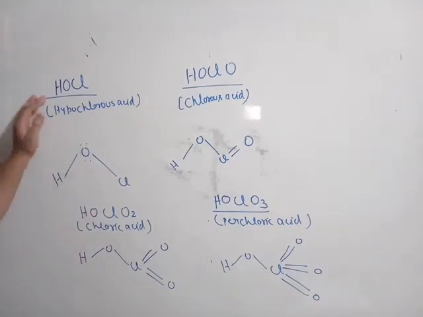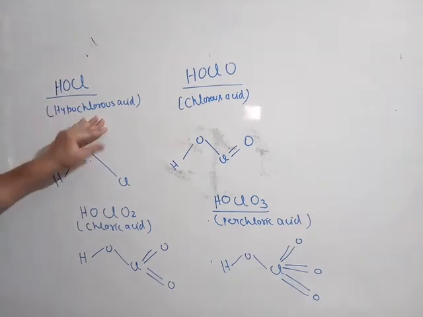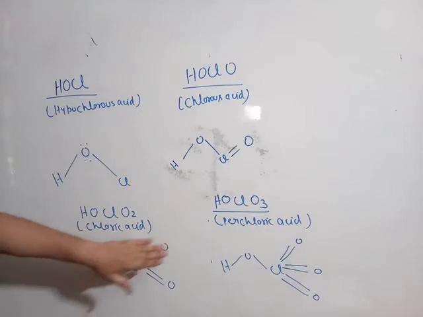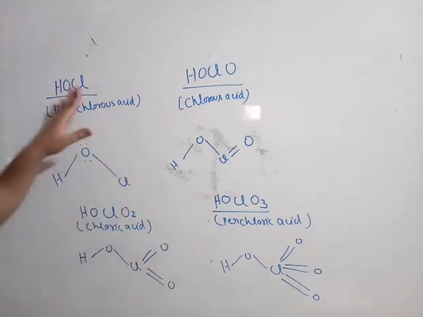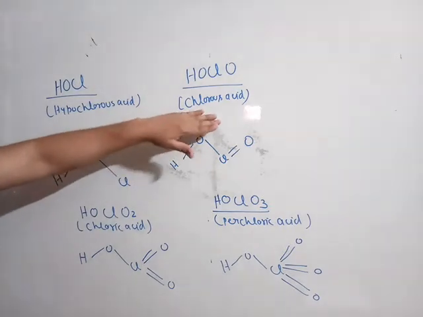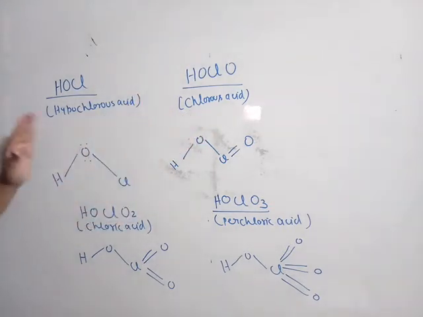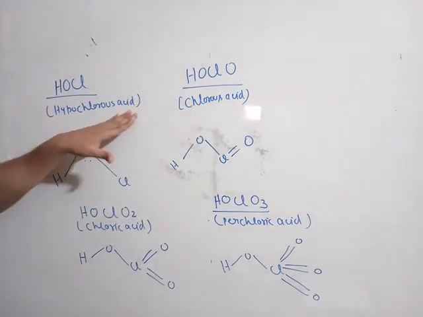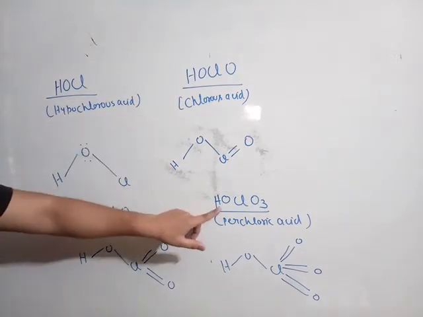These are the structures of some oxo acids of halogens, like hypochlorous acid, chlorous acid, chloric acid, and perchloric acid. If I replace Cl by Br, it may be hypobromous acid, bromous acid, and so on. So these structures are important. The formula is more important in exam.